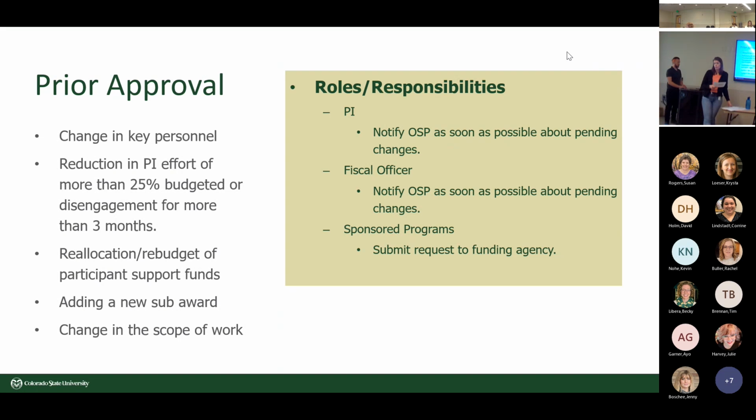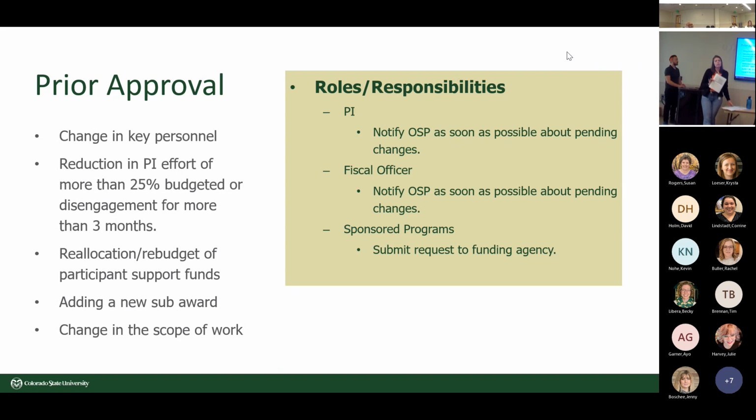Reallocation, rebudget of participant support funds, need prior approval. Adding a new subaward, kind of talk about the implications of that, and then a change in the scope of work. And again, the PI just needs to notify OSP or their department research administrator as soon as possible if they have any thoughts of one of these changes.